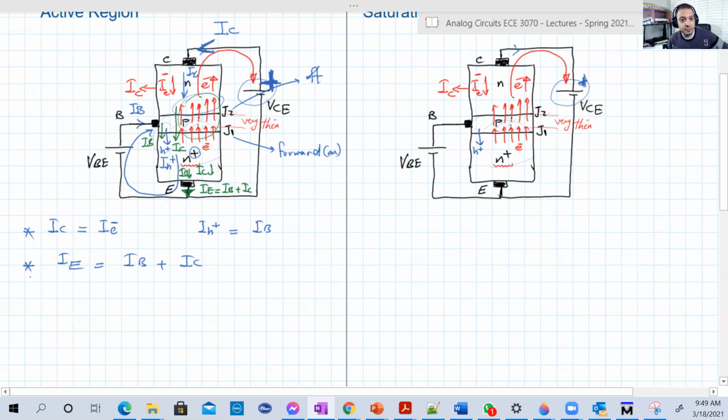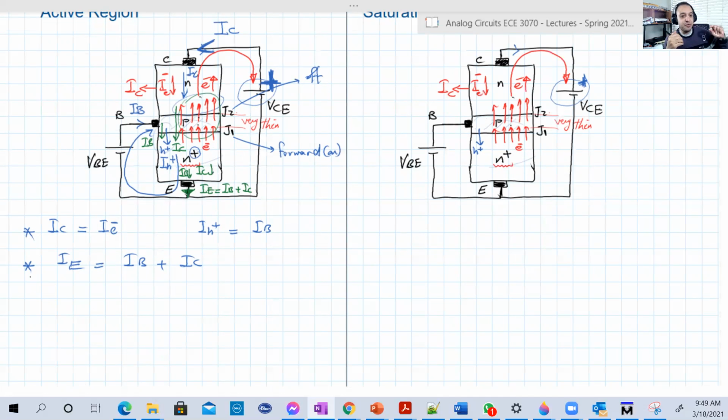What else we have? So another important observation is that IC and IB are both junction current, and basically the same junction. Okay, same junction current. So they are basically proportional to each other.